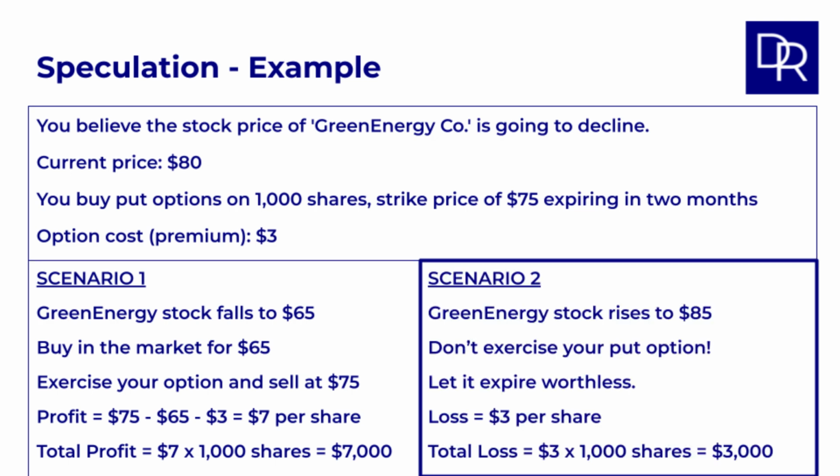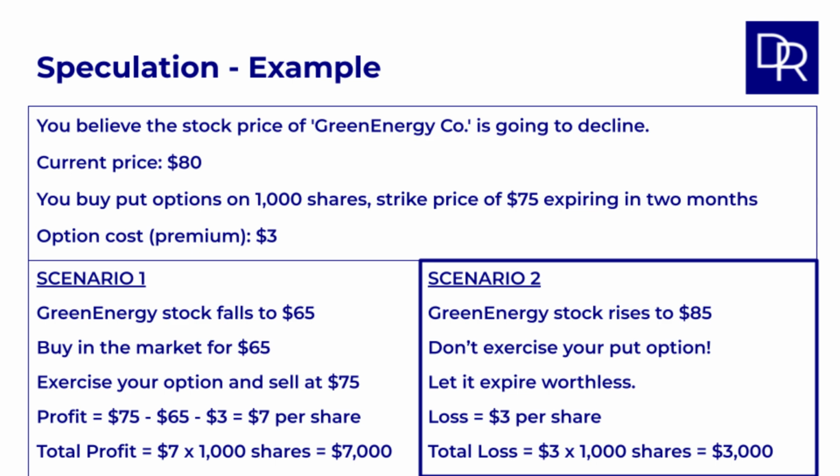Scenario 2, the stock price rises to 85 in 2 months. You were wrong, the price increased. Your put option with a $75 strike price is now worthless because the stock price is higher than the strike price. You would not exercise your option to sell at 75 when you can sell at 85 in the market. In this case, you simply let your put options expire.